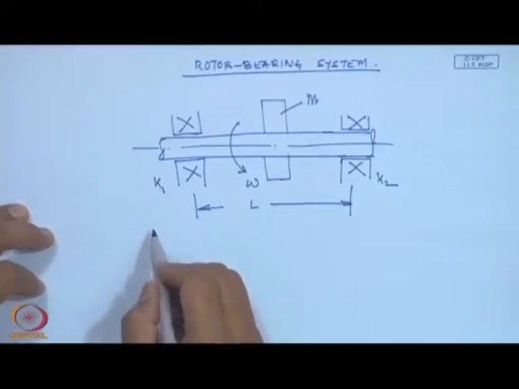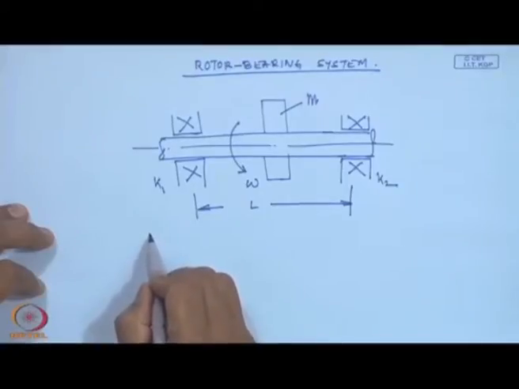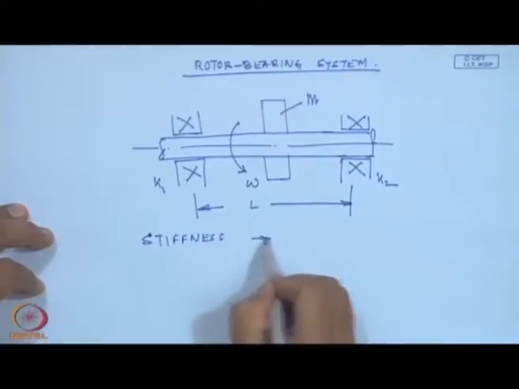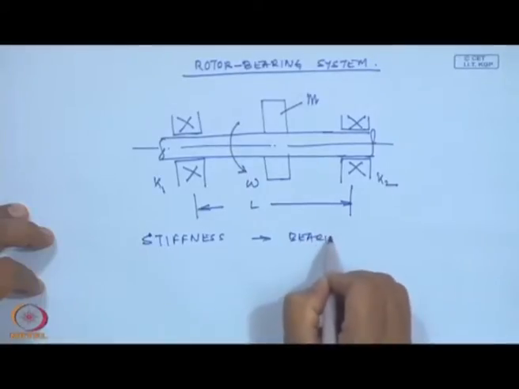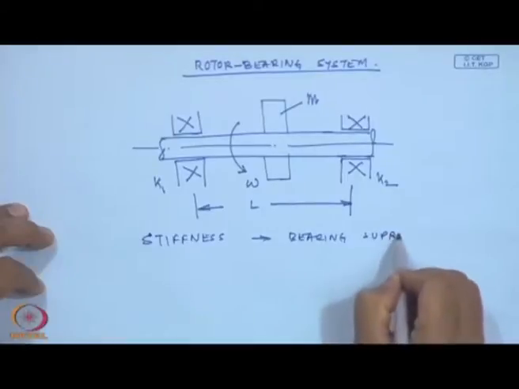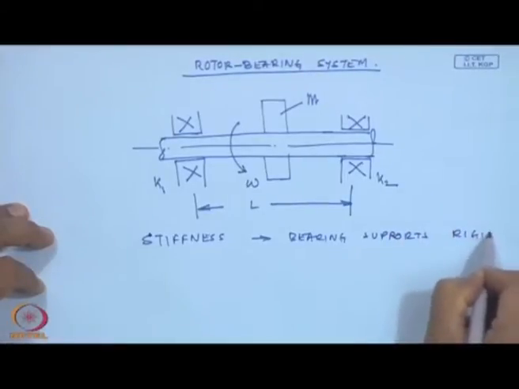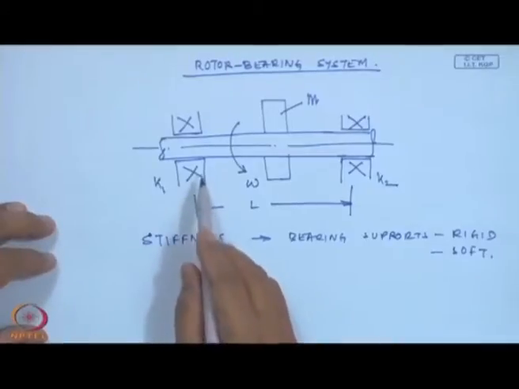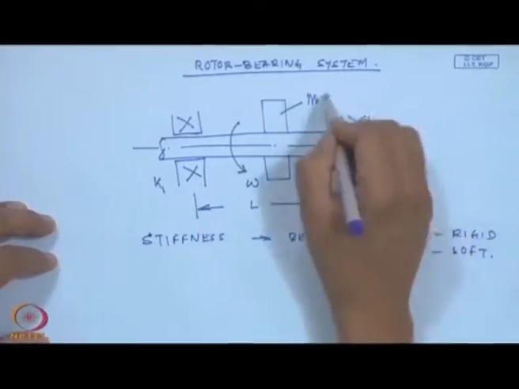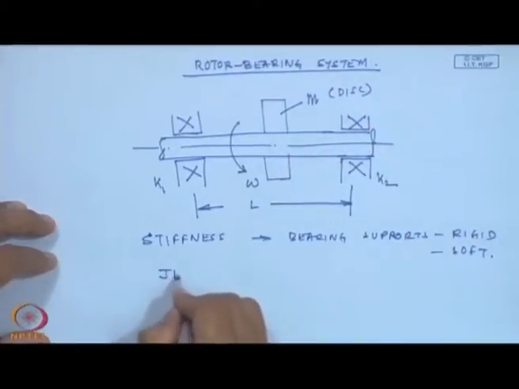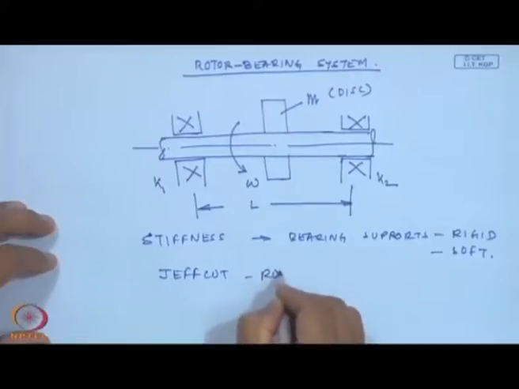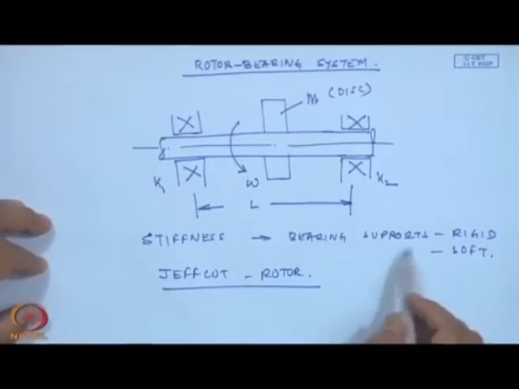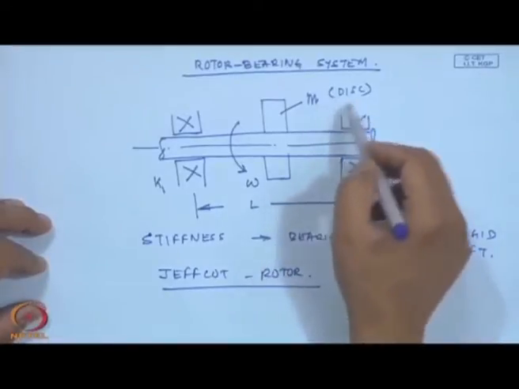So, the rotor stiffnesses are constant, and the bearing supports are either rigid or soft. When we have rigid stiffness on the supports and a simple disc which is rotating, we have the simple Jeffcott rotor. Much of the physics is understood by understanding the Jeffcott rotor, where we have a rigid support stiffness and a certain disc which is rotating.